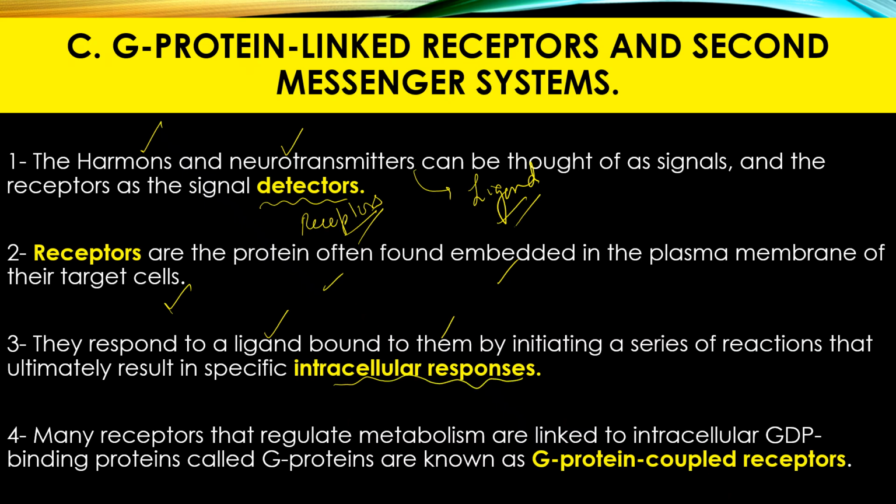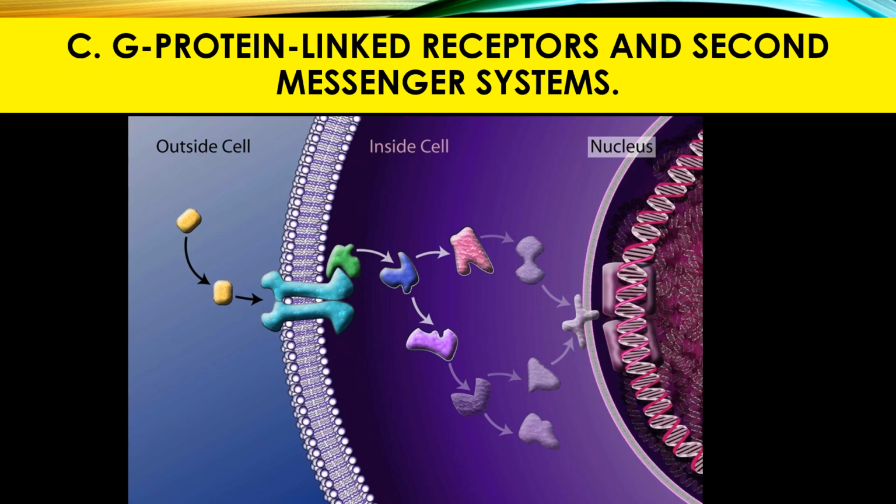Many receptors that regulate metabolism are linked to intracellular GDP binding proteins known as G protein, also known as G protein coupled receptors. Now we will look at it in detail how G protein coupled receptors actually work in the cell. A simple animation which I have already told you, that this is the chemical signal known as ligand.